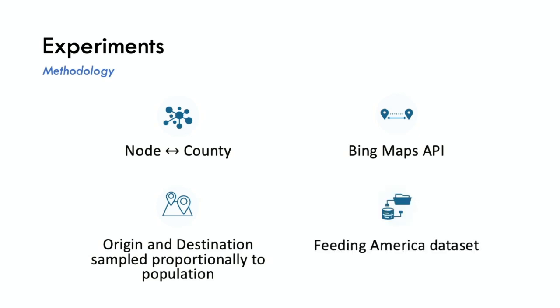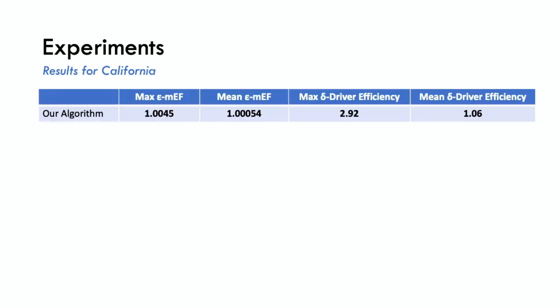And we used the Feeding America dataset to see how many food insecure individuals reside in each node, the number of individual population that is in each node, and the locations of the different food banks. So we did the experiments for many different states, but I'm just going to present the results for the state of California. And our algorithm, after 10,000 donations, was 1.0045 multiplicatively envy-free, where 1 is being exactly proportional. And the delta driver efficiency was 2.92, which was very close to the 3 upper bound we have.